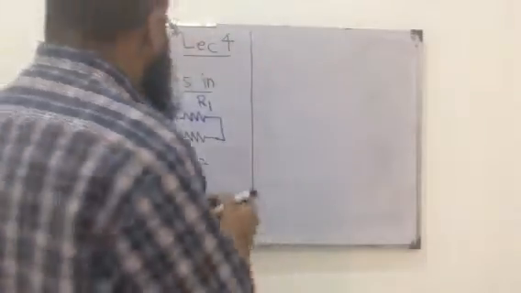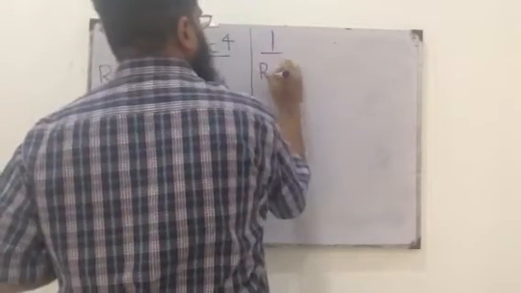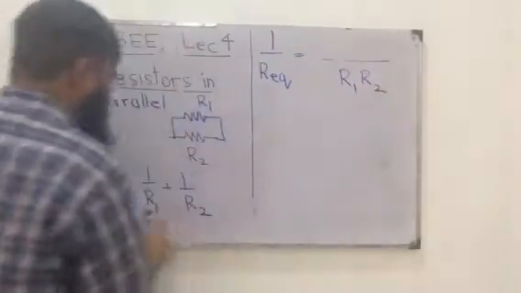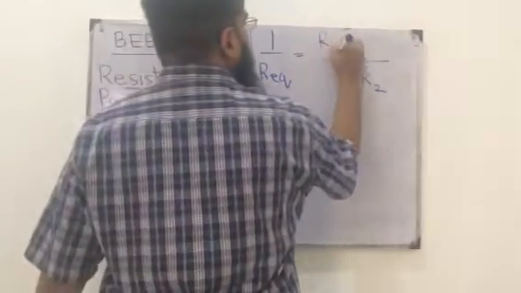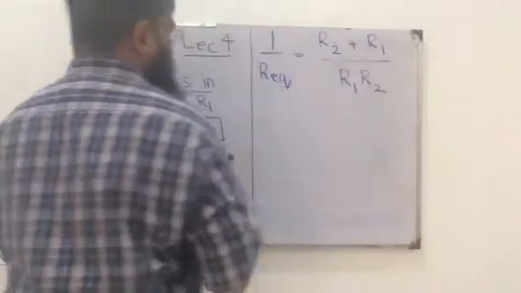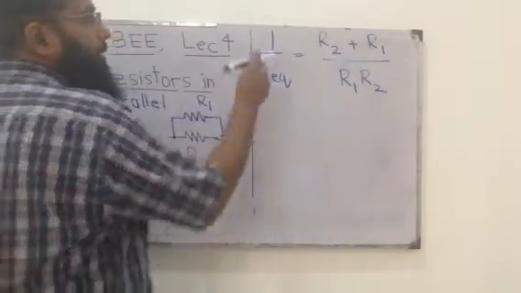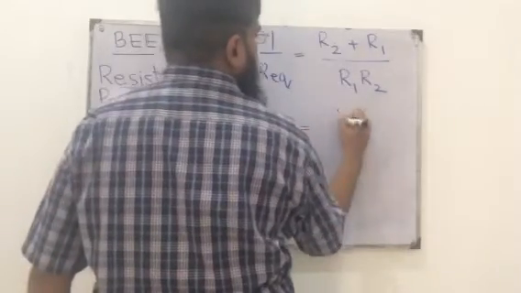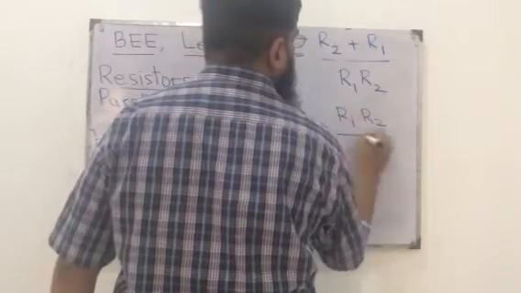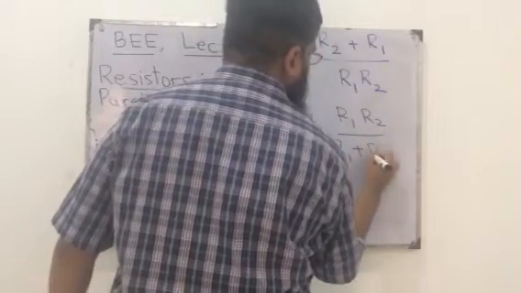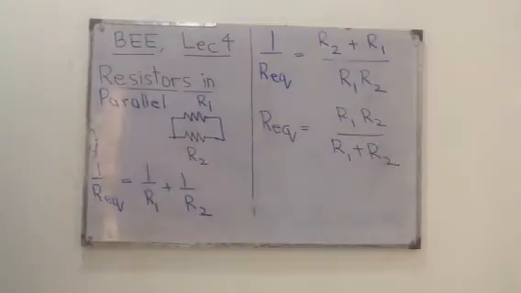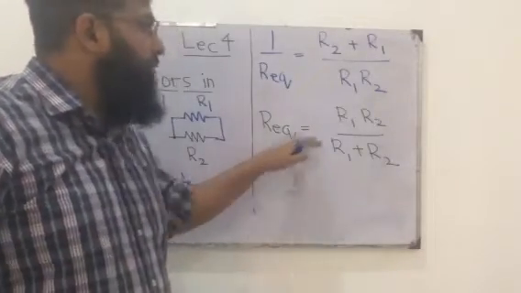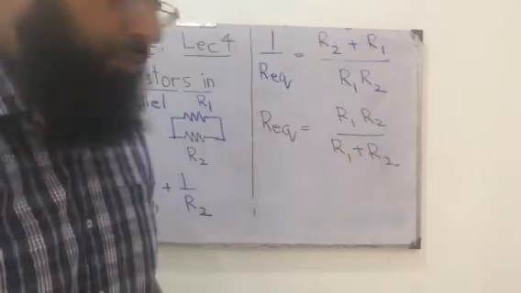It can further be written as, taking R1 and R2 as LCM, R1 times R2, we will write R2 plus R1. So inverting the ratios on both sides gives us R equivalent is R1 R2 over R1 plus R2. So this is how we can write an expression for equivalent resistance given the two resistors in parallel.